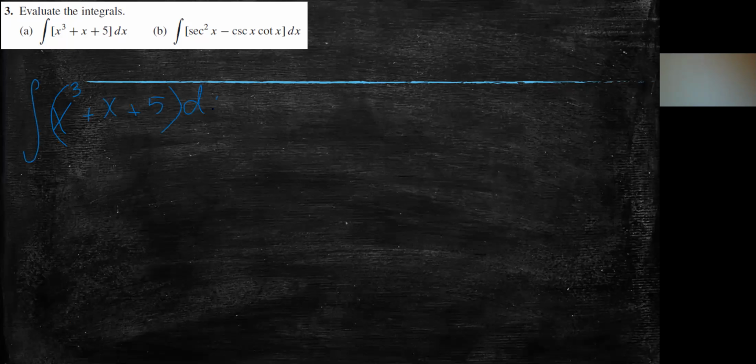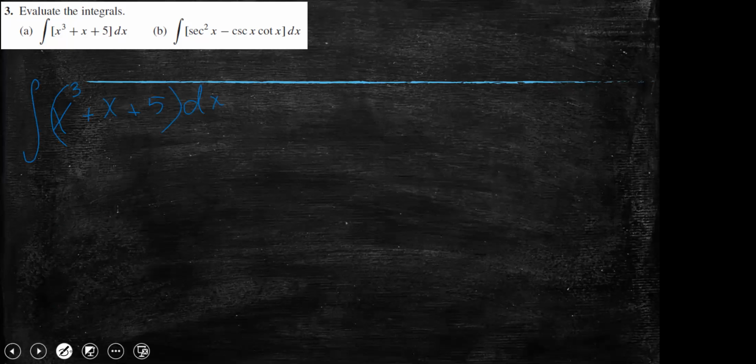Evaluate the integrals. Now, integration of x cubed plus x plus 5 dx. As we said, we can distribute the integral sign into the three terms. We can say it's the integration of x cubed plus the integration of x plus the integration of 5 dx.